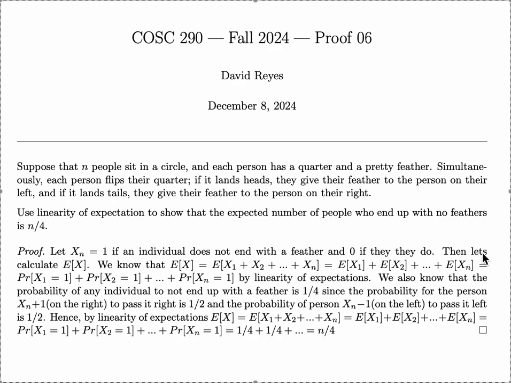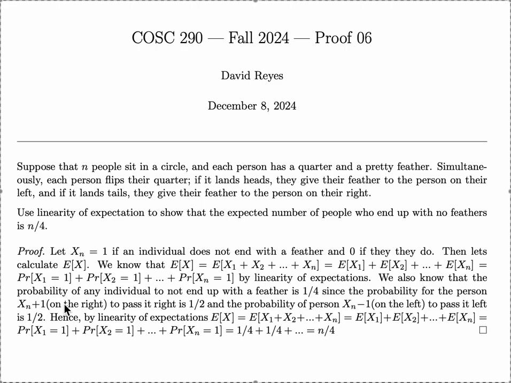So then we can calculate E of X. We know that the expected value is equal to the sum of the probabilities of every individual, by using linearity of expectations. So we're using this as a tool. We know that this property helps us get the expected number of the whole sample.